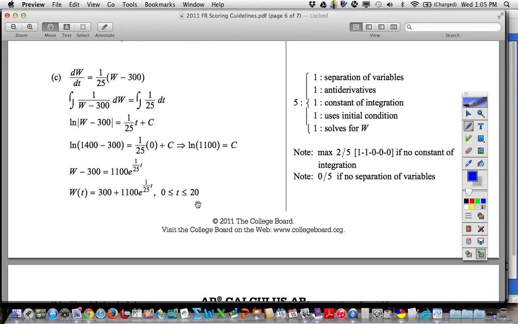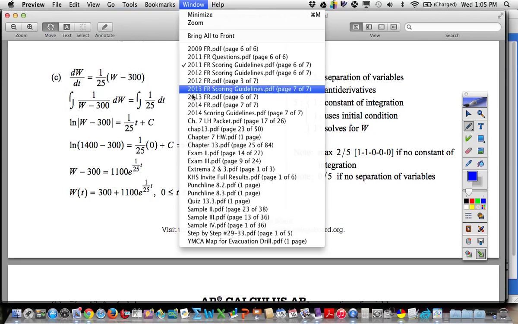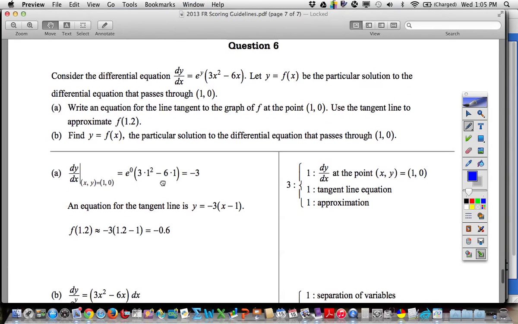So anyway, that's what they're saying. And if you didn't separate your variables or recognize you had to separate variables, you couldn't get any of the points in that part of the problem. Okay, let's go to 2013 and number 6.